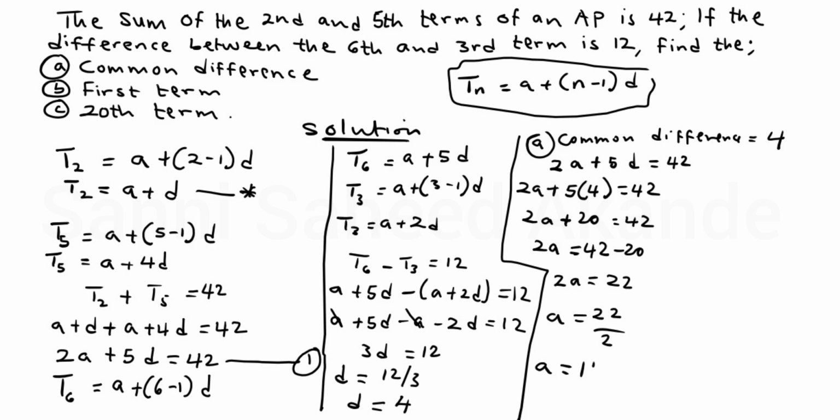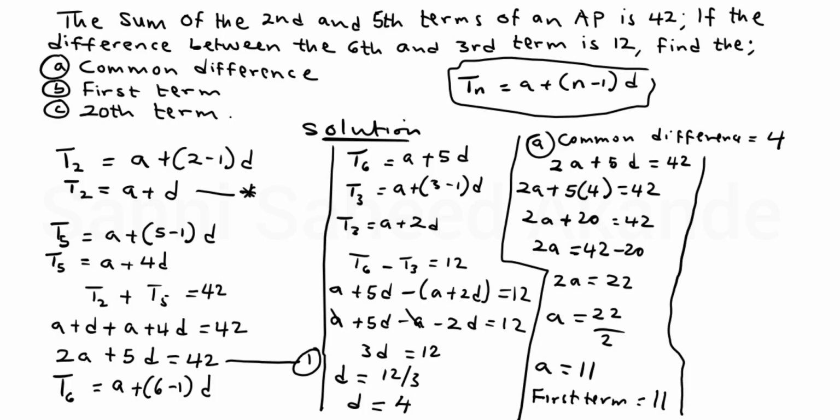Okay, so you can now conclude and say the first term is equal to 11. So that is question B. Then C, let's do C here. Let me change the color of my pen. Then for C, they say we should find the 20th term.